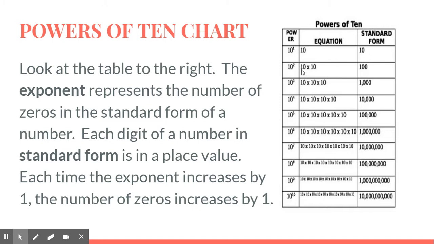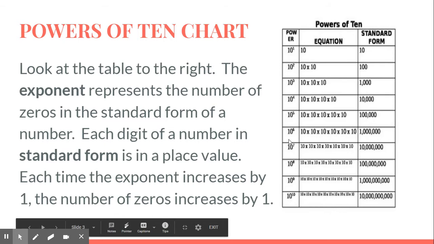10 to the second power would be 10 times 10, and that gives you 100. 10 to the third power is 10 times 10 times 10, or 1,000. 10 to the fourth power is 10 times 10 times 10 times 10, and that gives you 10,000. Look at the number of zeros in your standard form. 1, 2, 3, 4. Look at your exponent. It's a 4. So the exponent is the number of zeros in your standard form. Okay, check out the other examples here. Goes all the way to 10 to the 10th power.